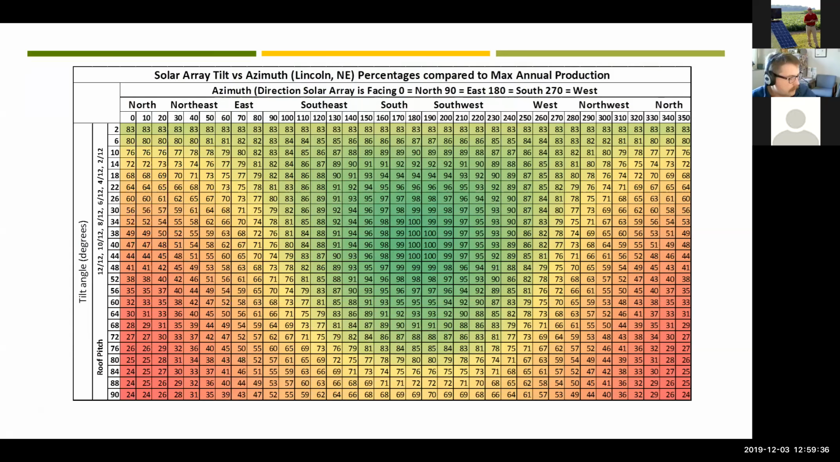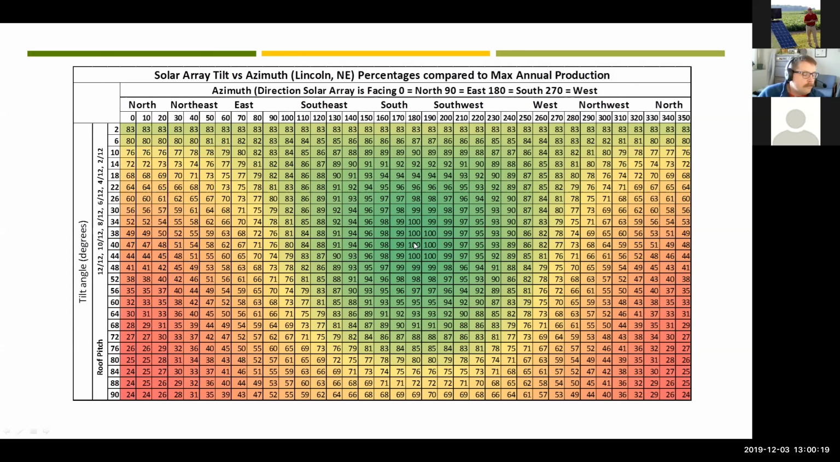I ran a model the other day and created this kind of temperature chart to show the tilt angle and the direction it faces. So what we're looking at here is that in the middle is 180. That's facing 180 degrees south. And here these 100s are where we're within an error bar of getting 100%, the maximum it can for the year, or the highest production annually it can. And so really a tilt for Lincoln, Nebraska, a tilt angle of right at about 40 degrees facing 180 degrees south is our optimum.